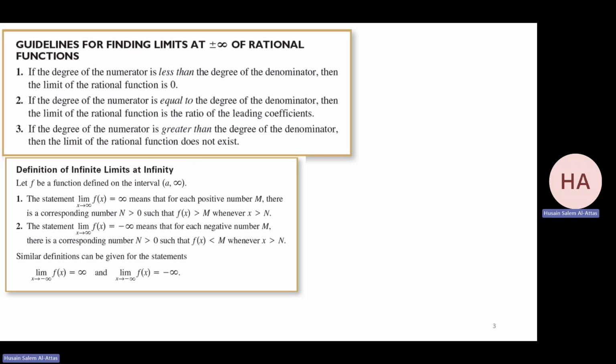So what are the guidelines for this limit for a rational function? It's very easy. If the degree of the numerator is less than the degree of the denominator, then the limit is 0, either as x goes to infinity or minus infinity. If the degrees of the numerator and denominator are equal, then the limit will be the ratio of the leading coefficients of both. If the degree of the numerator is greater than the degree of the denominator, then the limit does not exist. It may go to infinity, it may go to minus infinity, it may not exist, and we'll see examples.